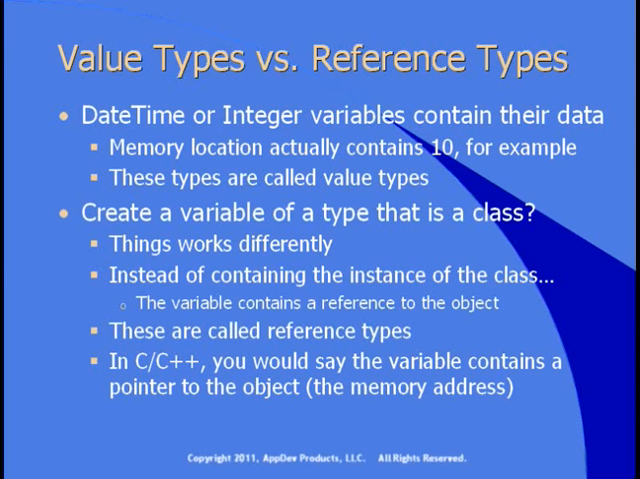In C or C++, we would say the variable contains a pointer to the object, that is, the memory address. In .NET, even in Windows, things aren't that easy. But it's easy to use that same terminology. That is, a variable that refers to an object contains a pointer to that object. We won't really use that terminology too much. We'll say it contains a reference to the object. It doesn't contain the object. It contains a reference to the object instead.